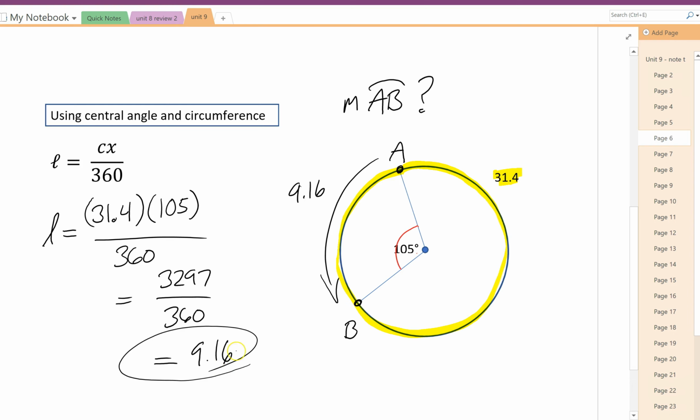The reason we got 9.158 or something on this one, and we got 9.16 point something on the other, is because of rounding. And so if it was on a test and you got 9.15 something and the closest answer was 9.16, you would go ahead and answer 9.16.